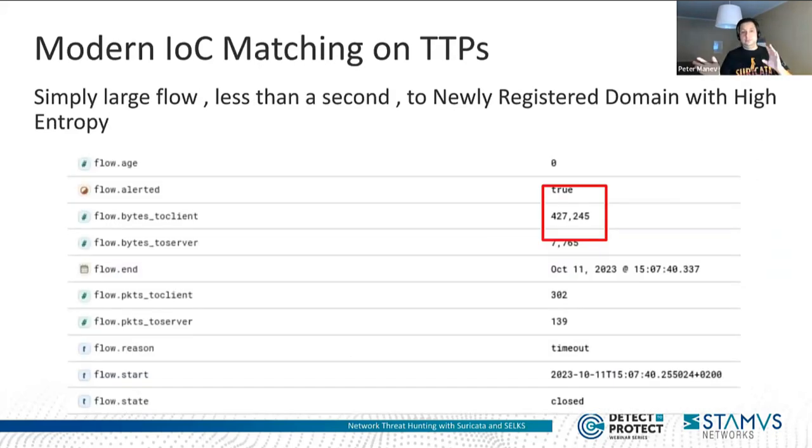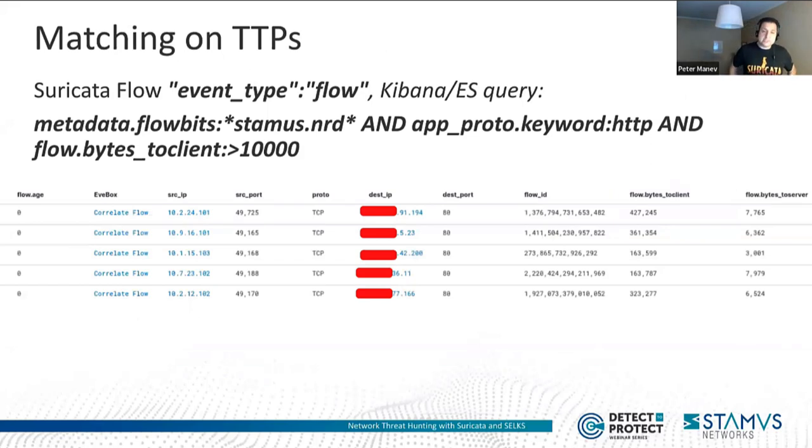What else? Well, simply large flows to a newly registered domain with high entropy. So here we have an excerpt, a screenshot rather, of some part of the flow record that Suricata produces. And in this case, we have 427,000 bytes to the client. Well, that is a little bit of a large transfer. So that's actually something interesting to have a look at. Now, again, remember, we're not saying that any and all newly registered domains are bad. We're talking here in general about high entropy domains. So that's the initial idea. It's like, okay, what's going on? Let's check it out.